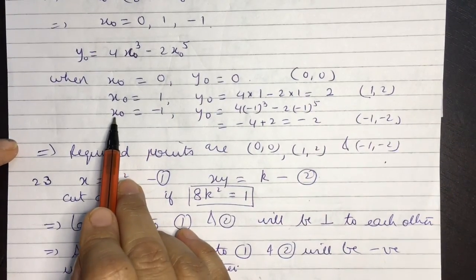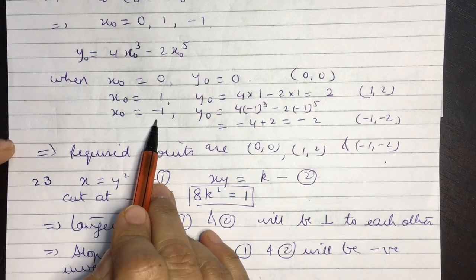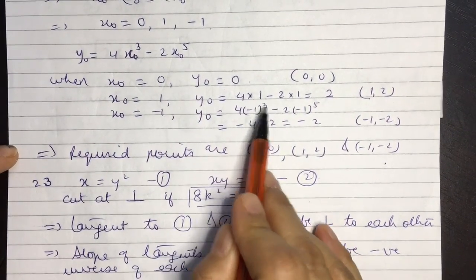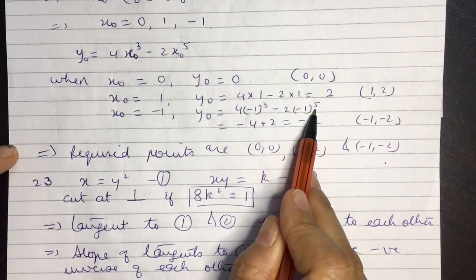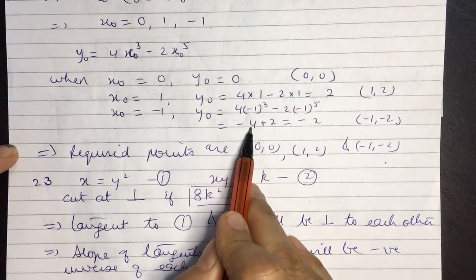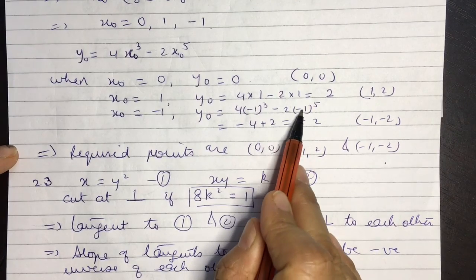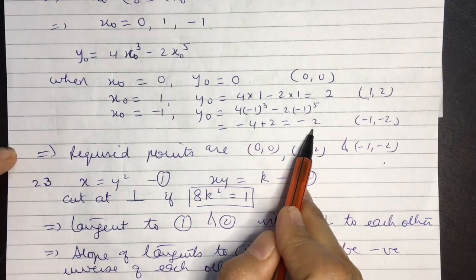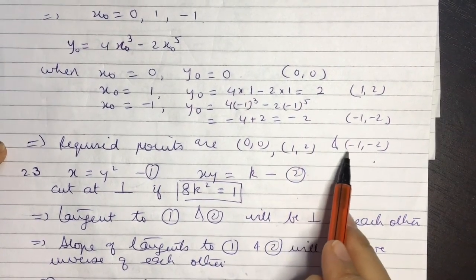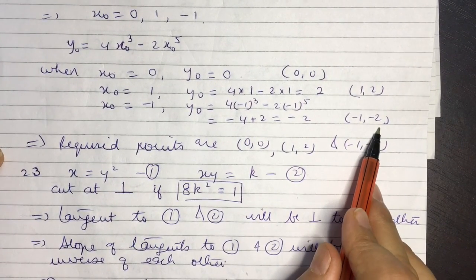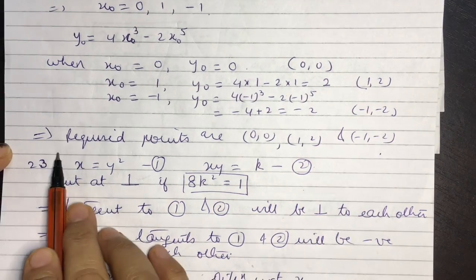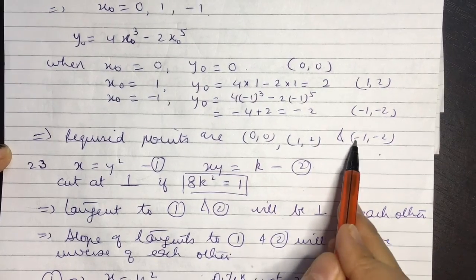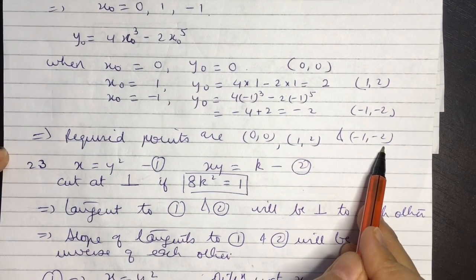And the third case is when x naught is minus 1, y naught becomes 4 into minus 1 cube minus 2 into minus 1 raised to power 5, which gives us minus 4 minus of minus 2, which is plus 2, is equal to minus 2. So the third point comes out to be minus 1 comma minus 2. Thus the three required points are 0 0, 1 comma 2 and minus 1 comma minus 2.